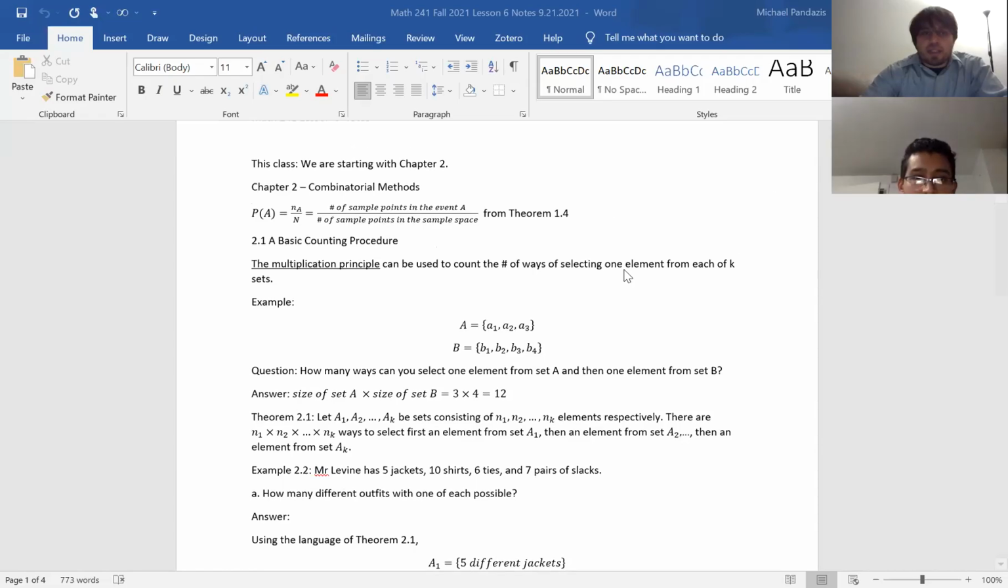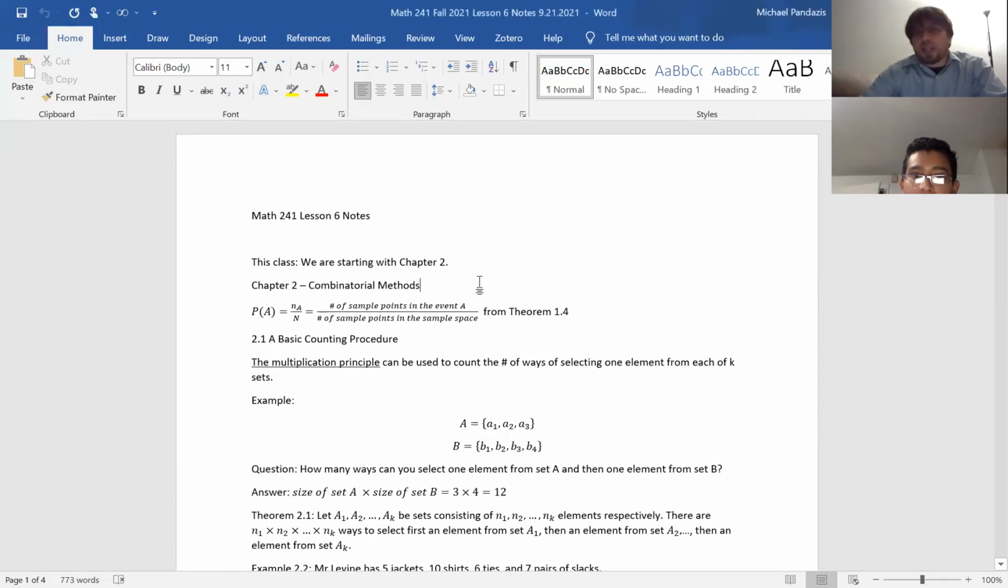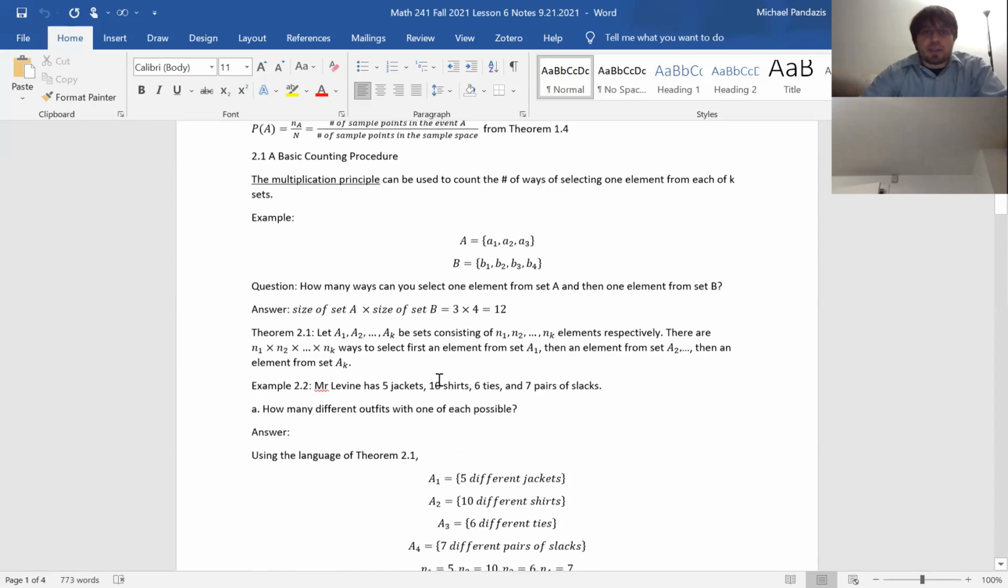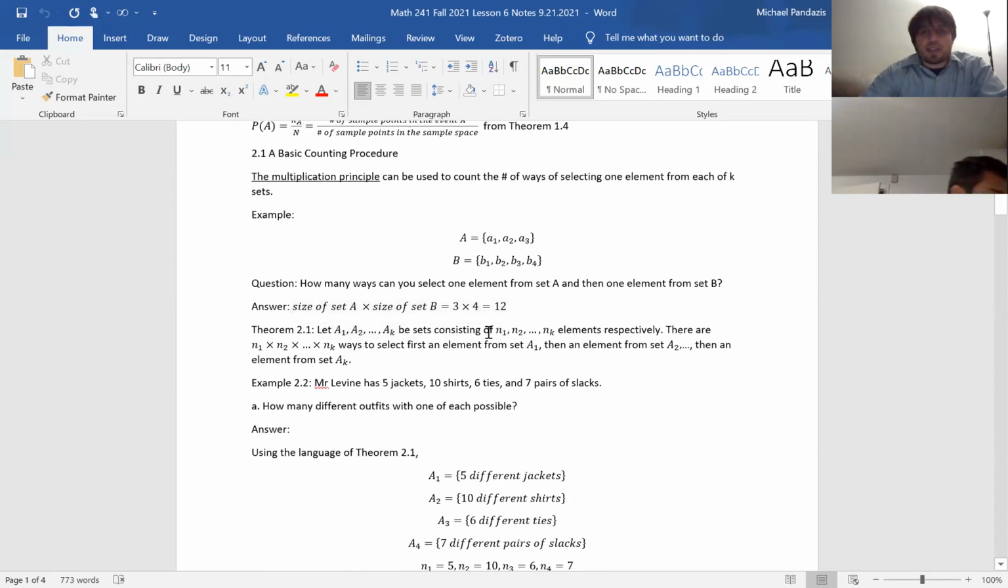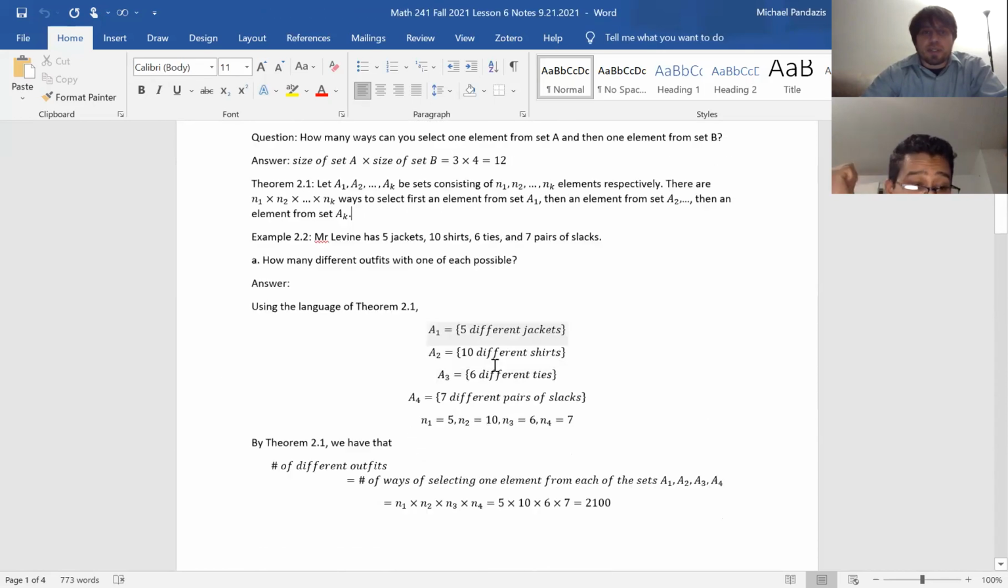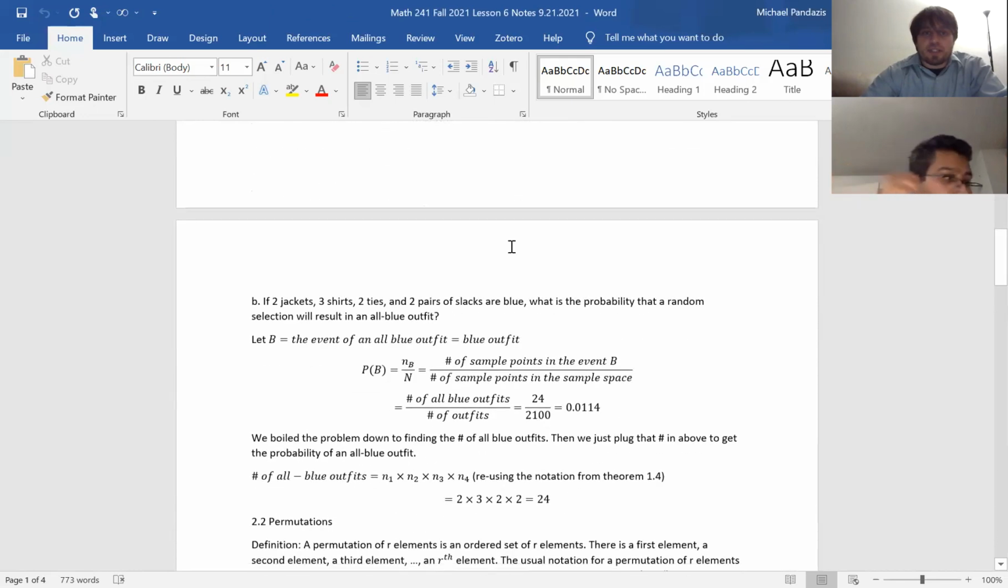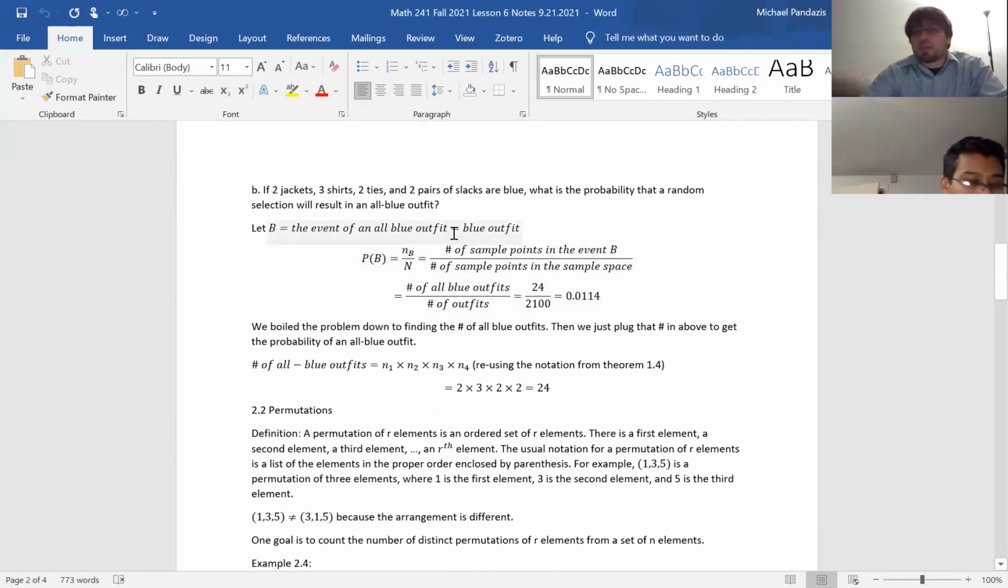Okay, I'm now recording. So last class we started talking about chapter 2, combinatorial methods. We talked about how to find the probability of more complicated events using these counting methods. One method is called the multiplication principle. It's the number of ways to select one element from each of k different sets. You just multiply the sizes of each set, and the product is the number of ways. We saw the example of outfits. Finding the probability of an all blue outfit was the number of all blue outfits divided by the total number of outfits.